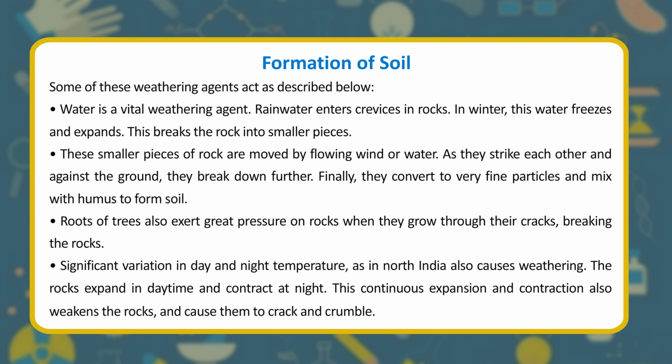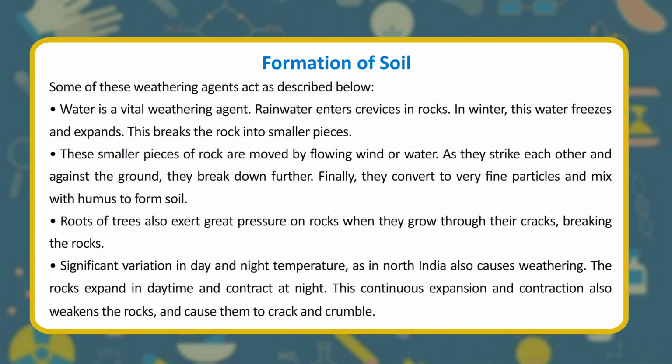Water is a vital weathering agent. Rainwater enters crevices in rocks. In winter, this water freezes and expands. This breaks the rock into smaller pieces. These smaller pieces of rock are moved by flowing wind or water. As they strike each other and against the ground, they break down further. Finally, they convert to very fine particles and mix with humus to form soil.